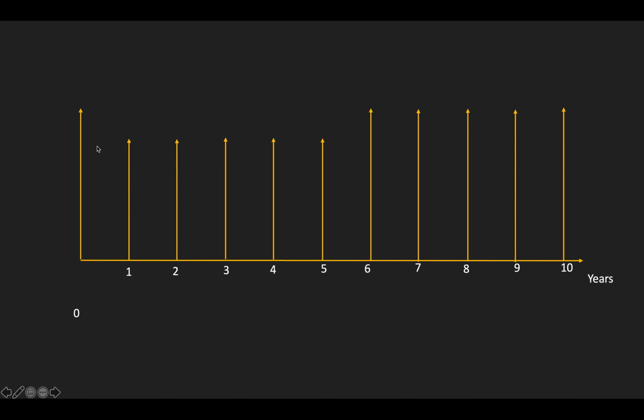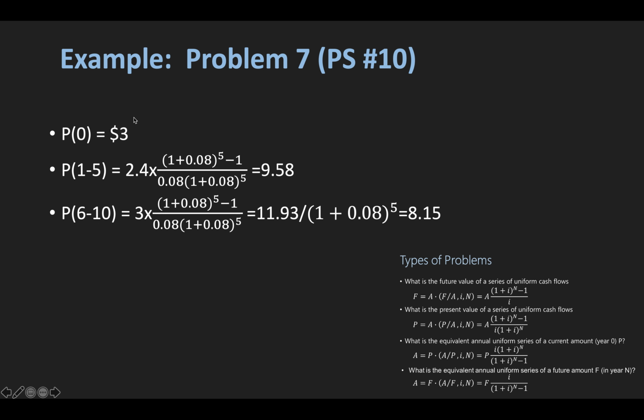But I mean, you can do that, but that's a bit time consuming. If we look at this, it has three parts, right? The first $3 million at the beginning of the contract. Then for 5 years, we have one uniform cash flow, and the amount is 2.4. Then for the last 5 years, we have another uniform cash flow, and for each year it's $3 million. So we break that into three parts, and we can convert each part back to the present value at year 0.